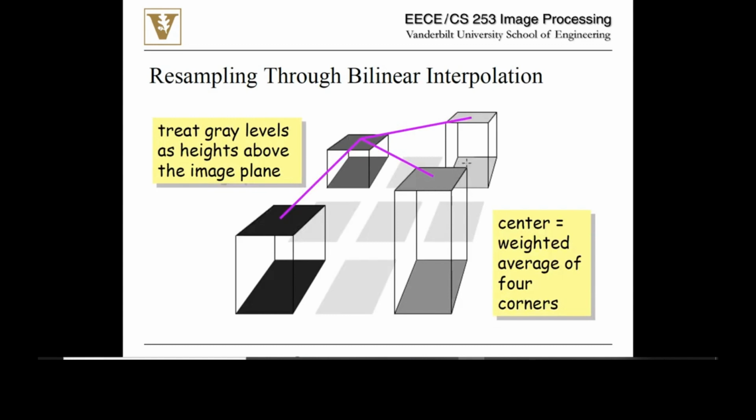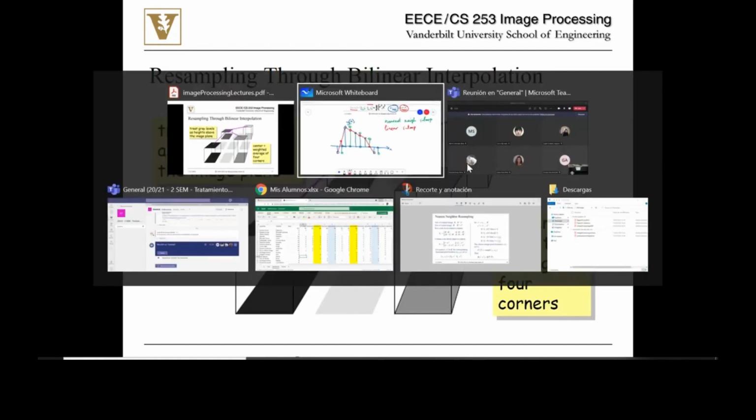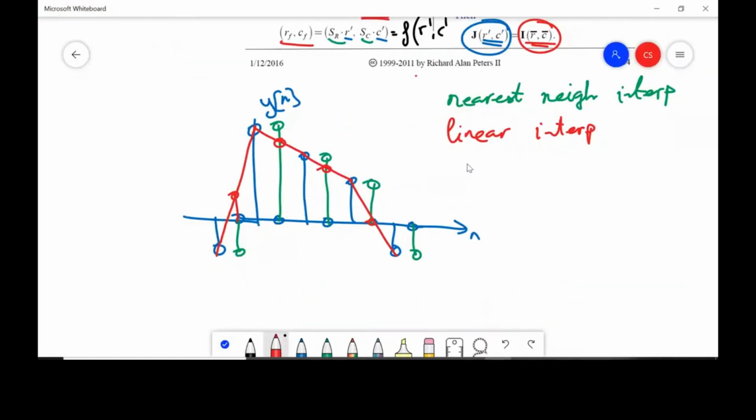Okay, so let's see how to do that. Let's see how it was done in one dimension. In one dimension, I wanted to figure out the value here in the middle. So what I took was the two samples that I knew, one from the left, one from the right, join those two samples with a line, and then evaluate that line at the location I'm interested in.